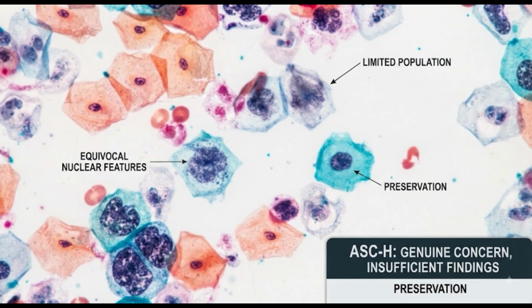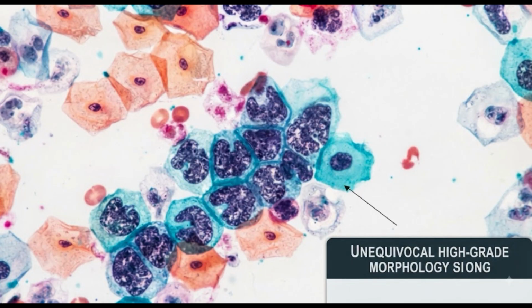The suspicious cells may be poorly preserved, nuclear contour or chromatin abnormalities may be equivocal, or the abnormal population may be extremely limited without sufficient well-preserved morphology for confident interpretation. In HSIL, the high-grade abnormalities are unequivocal and occur together in cells whose complete phenotype supports a definitive high-grade lesion.